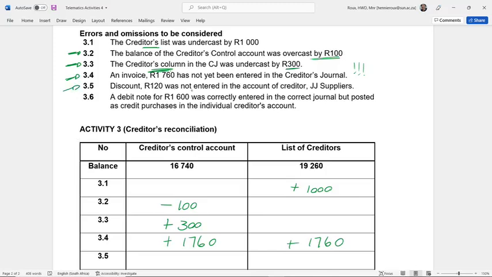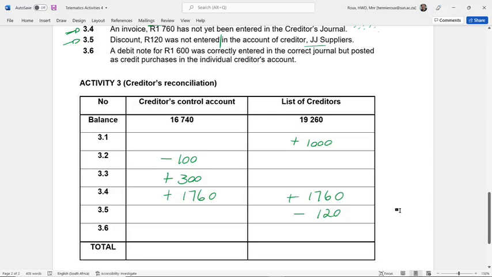Discount 120 was not entered. Remember, we have to read until the end. In the account of the creditor, JJ Suppliers. If we only stop there and think it is a very nice one like that again, we will enter it in both. But remember, we read 3 times. The discount was not entered in the account of the creditor. So it was not entered in the list. Discount means we must subtract.